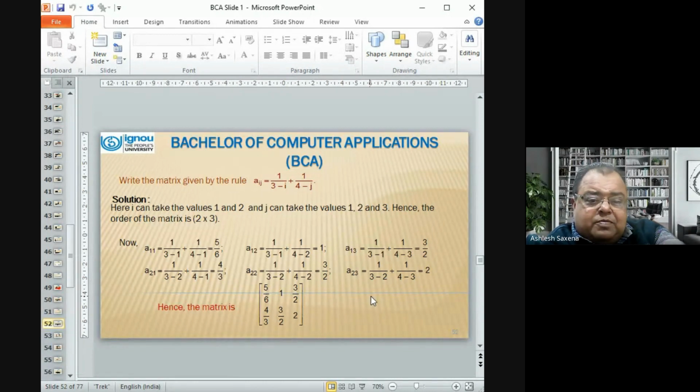Is this clear now? Okay, so your answer will be 5 by 6, 1, 3 by 2, 4 by 3, 3 by 2, and 2. The question gave you the element in general form, and you were asked to find a 2 by 3 matrix, which means it will have 2 rows and 3 columns.